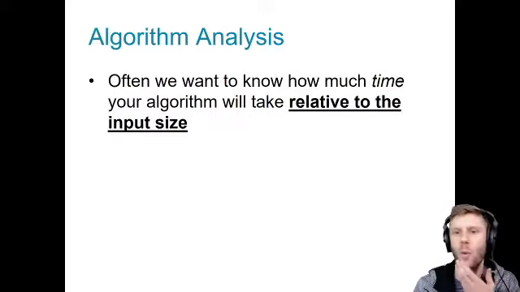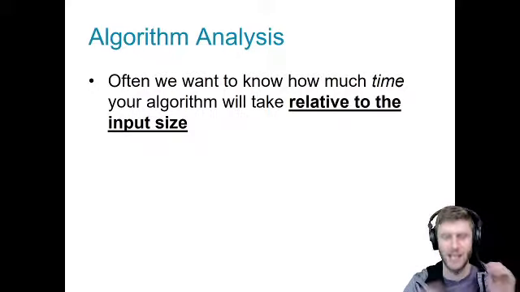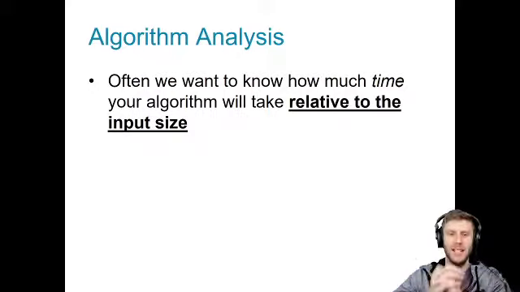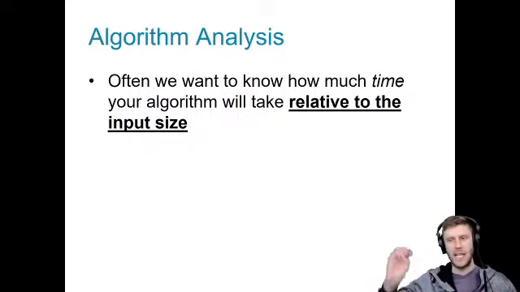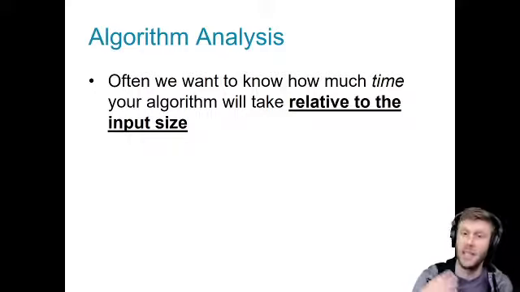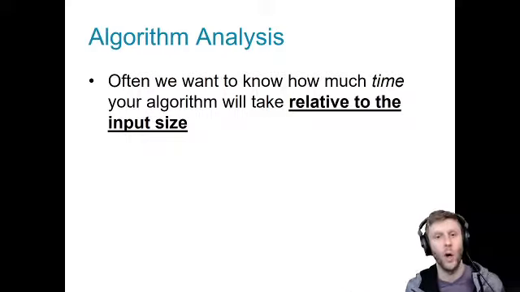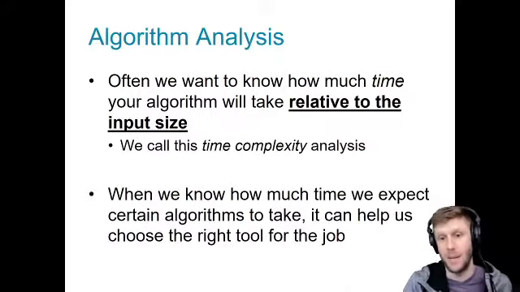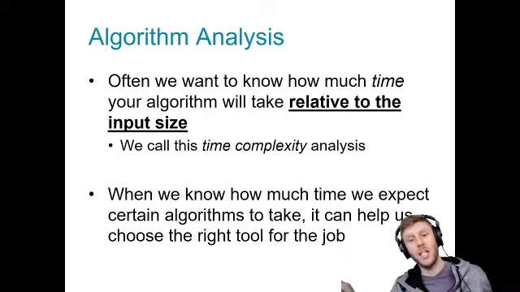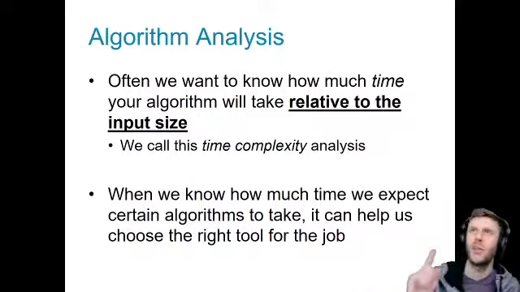So often we want to know how much time your algorithm is going to take relative to the input size. Again, this is the important bit. It's not like an absolute number. It's how does it change relative to the input size? So with a linear search, if we doubled the size of the array, we had to do twice as much work. It grew linearly. We often call this time complexity analysis. And when we know how much time we expect a certain algorithm to take, it can help us choose the right tool for the job.